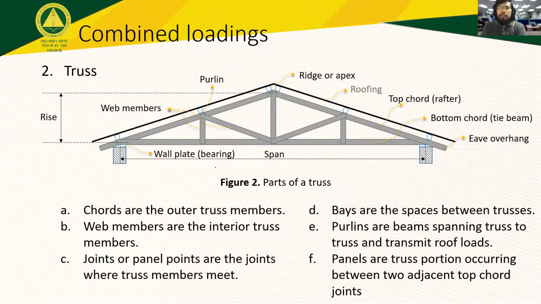Now there are also the bays. These are the spaces between the trusses, not shown because we are looking at a one-dimensional truss. And we have the purlins. These are the beams spanning truss to truss, and are transmitting the loads from the roof to the trusses. We have now the panels, and these are the truss portion occurring between 2 adjacent top chord joints.